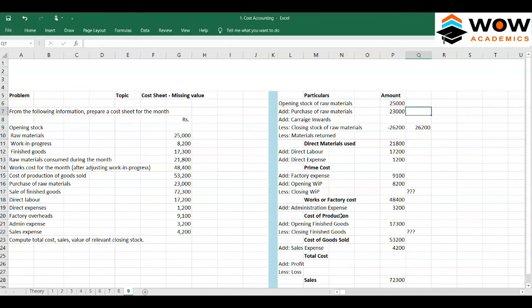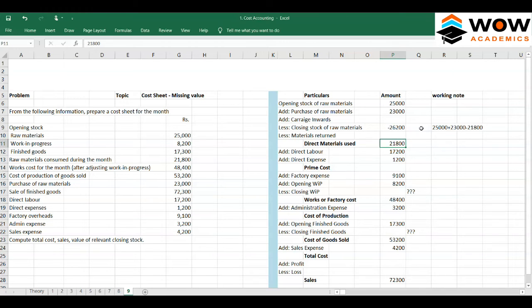Yes. So how did we find it out? We found out through this. Closing stocks are usually minus, so if you want, we can put it like this. This is the working note part. This is a working note, and so we got up to here.